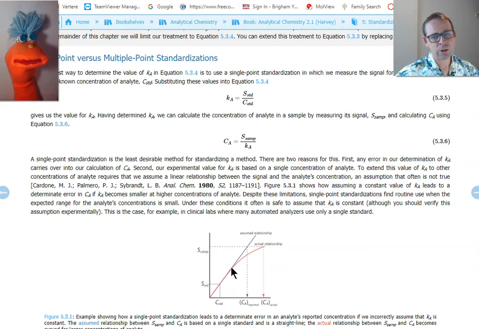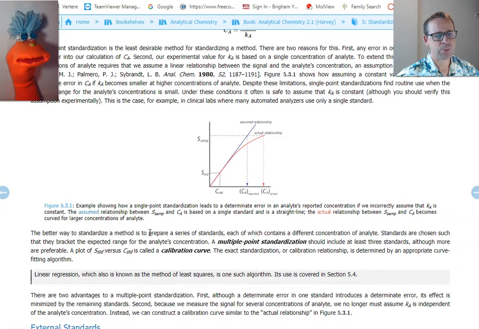All right? And also, you're assuming that this relationship is linear for whatever your signal is compared to your concentration at all points. But that assumption is not always true. If the actual relationship changes over time, then you can see how your predicted concentration from the sample signal will be different than the actual.